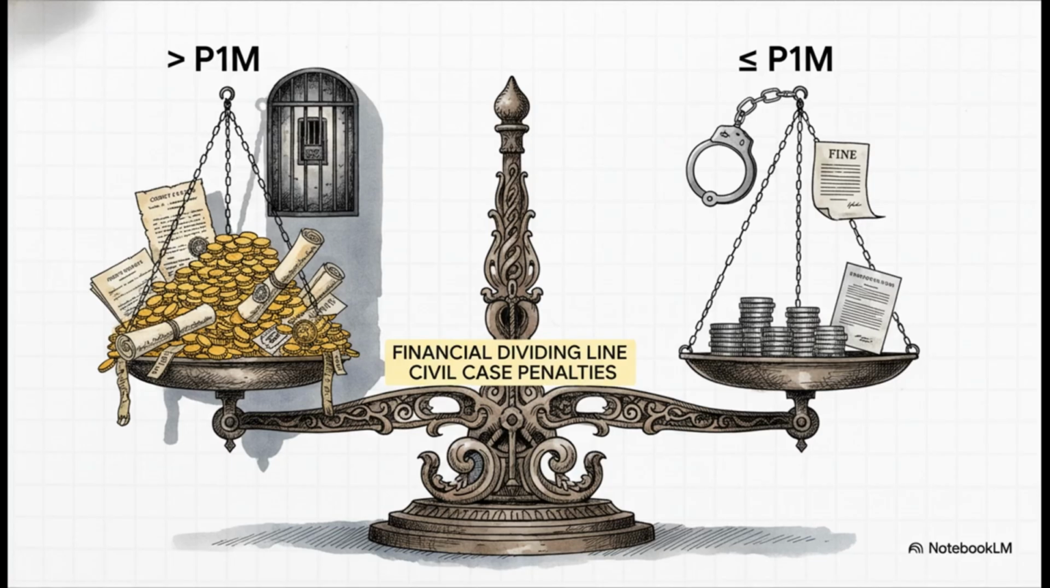If the amount of money at stake in the lawsuit is more than 1 million pesos, the penalty for lying under oath is higher. If it's 1 million or less, or you just can't put a price tag on it, the penalty is lower. It's that same principle all over again. The punishment fits the potential damage. Only this time, we're talking about financial damage.